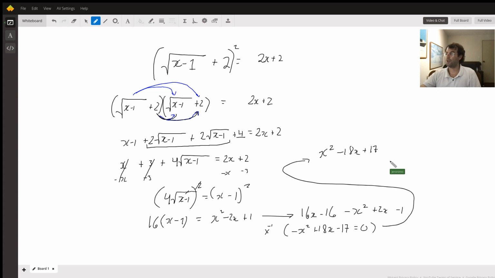Two numbers that multiply to plus 17 and add up to minus 18. That's super easy. That would be x minus 1 times x minus 17 equals 0. So the answer would be x equals 1 or x equals 17.